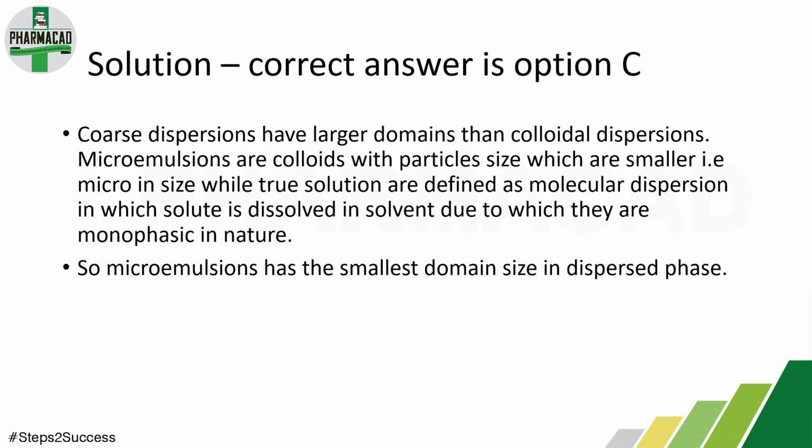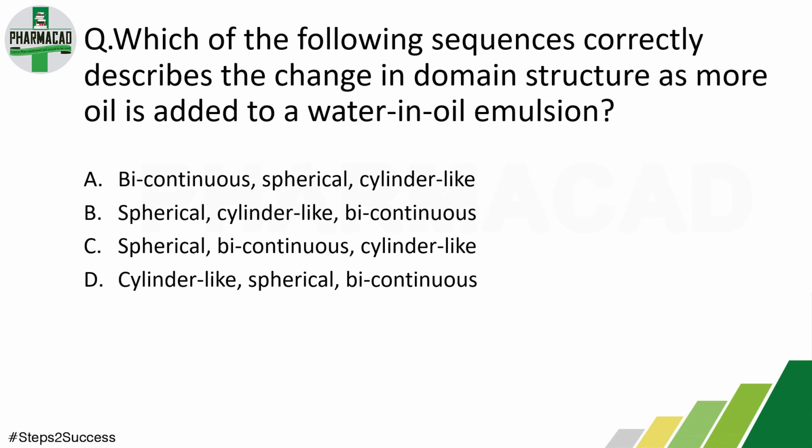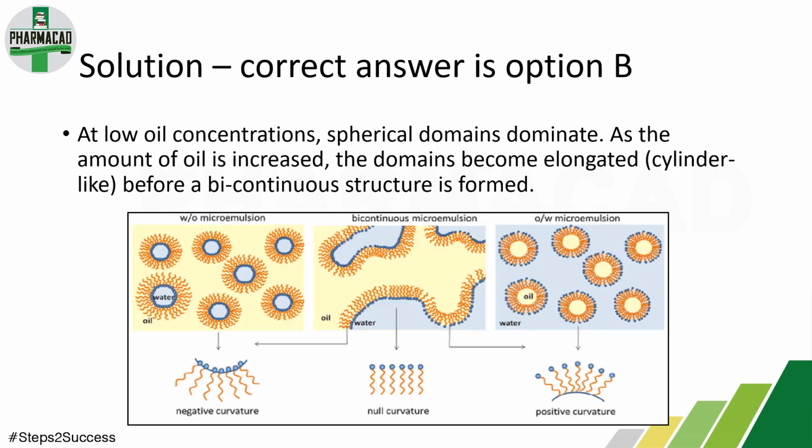Move on to the next question. Which of the following sequences correctly describe the change in a domain structure as more oil is added to a water and oil emulsion? Option A, bicontinuous, spherical, cylinder-like. Option B, spherical, cylinder-like, bicontinuous. Option C, spherical, bicontinuous, cylinder-like. Option D, cylinder-like, spherical, bicontinuous. So the correct answer is option B, spherical, cylinder-like, bicontinuous in nature.